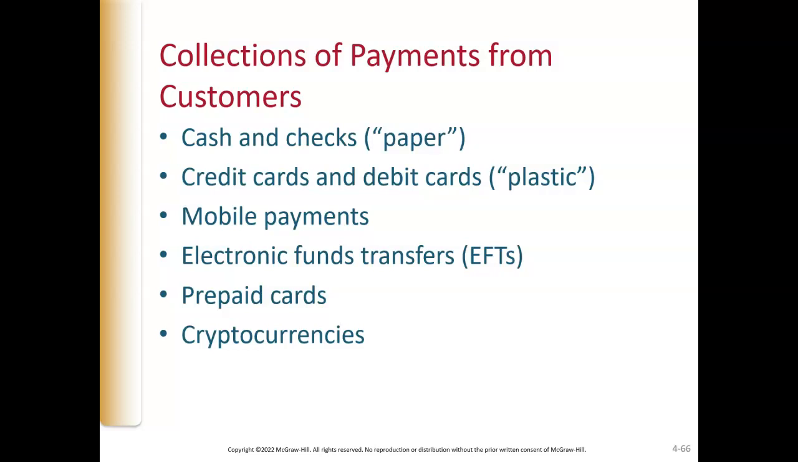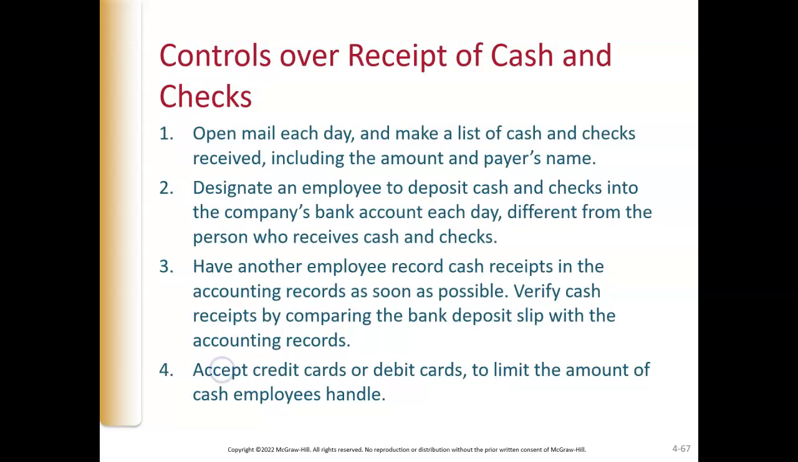So, collection of payments from customers. We receive payments via cash and checks, via credit cards. Now we get online payments too, electronic fund transfers, prepaid cards. I don't really deal with cryptocurrency, and they're really trying to put a hold on that. But that is in this new day and age, isn't it? So how can we go about having controls over cash and checks? The person who opens the mail each day makes a list of the cash and checks received, including the amount and the payer's name. That's a good control.